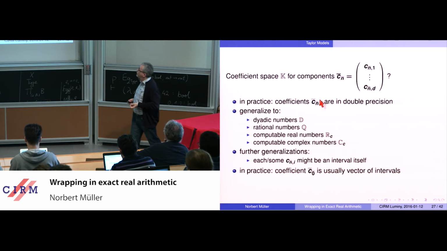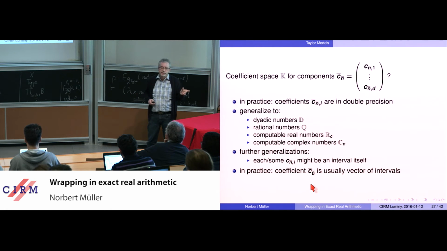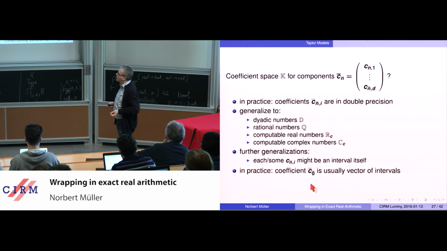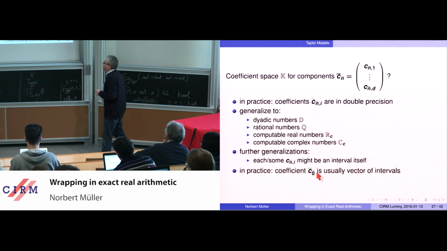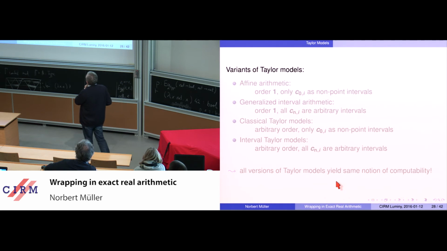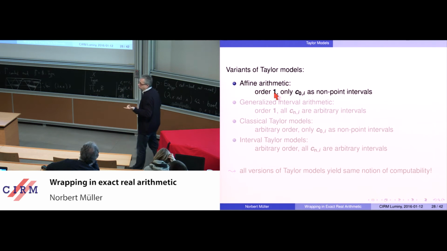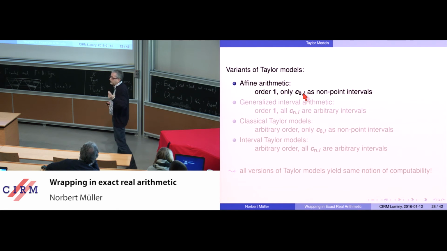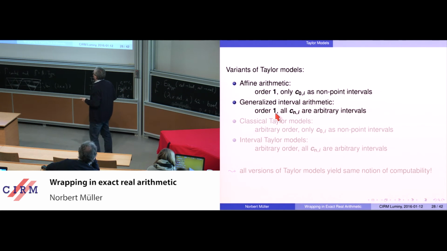In practice, when we have double precision coefficients, usually one coefficient, the basic coefficient, is treated as an interval of double precision numbers. It could also be a point, and then we have an additional error symbol just denoting this. So we don't need intervals at all, but it would be nice to use them. And then there are many variants. We could have affine arithmetic, order 1, so the polynomials are not too high, and only one interval. The basic coefficient is an interval. We could have some generalized interval arithmetic, which means order 1, and all coefficients are intervals.